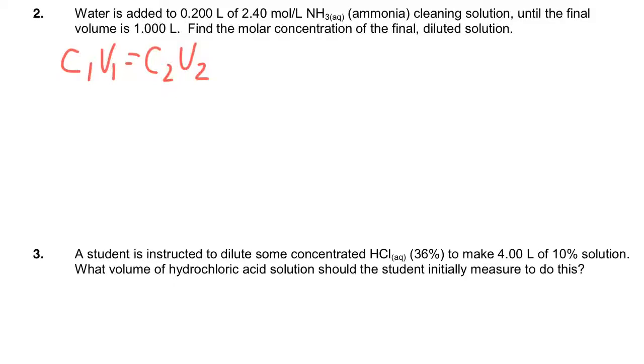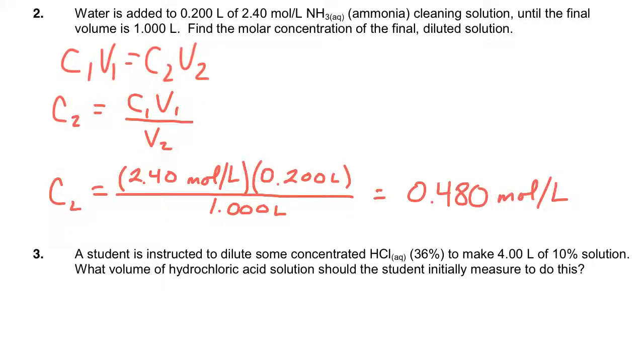So I'm going to rearrange to solve for C2. And if you're having trouble with the algebra here to rearrange the equation, you can let me know in an email and I can help you with that. But now we just want to solve for C2. We're going to plug in our numbers for C1, V1, and V2 and just do the math. And now I calculate. So the new solution is 0.480 moles per liter. And just a tip, if you're doing a question like this and you're getting a concentration bigger than your standard solution, you know something's wrong.